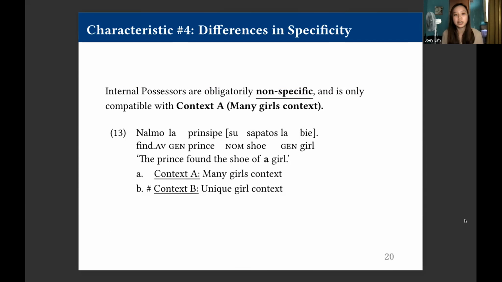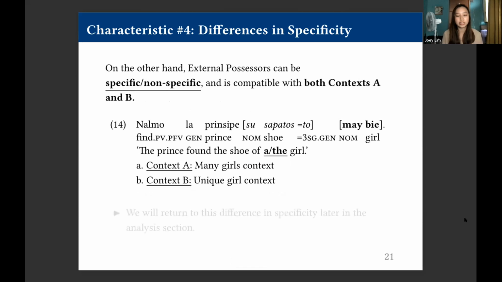Because internal possessors are obligatorily non-specific, it is only compatible with the non-specific context, which is the many girls context. So in 13, when we have internal possession, this sentence roughly translates to something like, the prince found a shoe of a girl. It is infelicitous with the unique girl context.